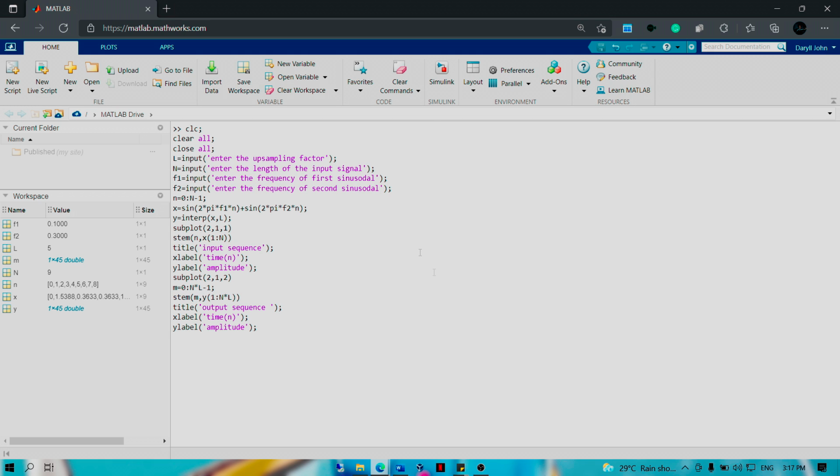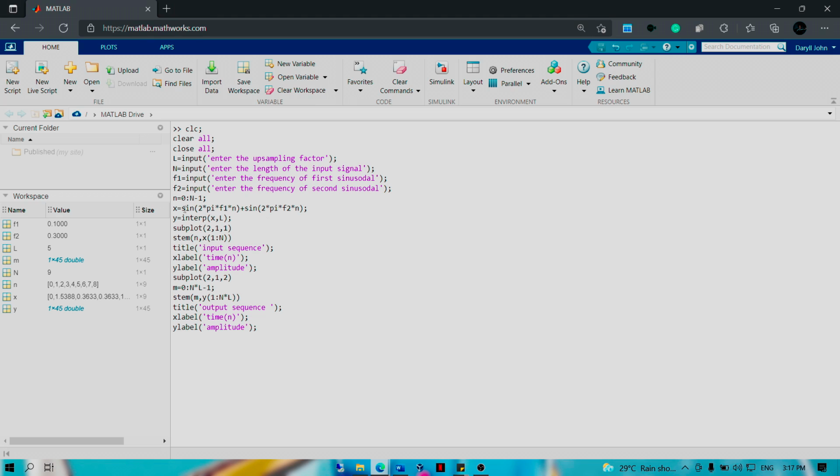So for the codes, again, we will use the conventional clc, clear all and close all in order to reduce or remove all unwanted processes. And we have these input functions or input processes where we define or input our sampling factor, the length of the first input signal, the frequency of the first and the second sinusoidal waveforms.